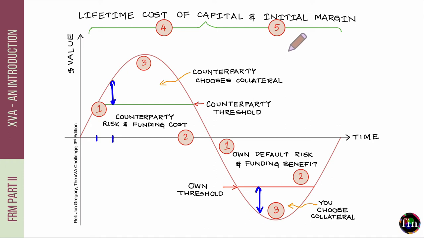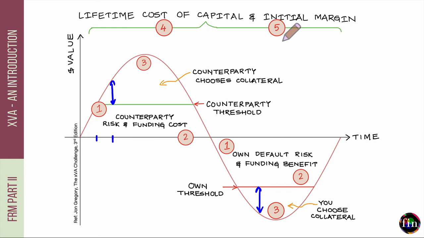Think of it as an extra, or over-collateralization, that is required to help you out if you have to unwind, replace, or rehedge trades that were done with a defaulted counterparty. During that period, when you are rehedging or replacing these trades, this extra buffer, this over-collateralization, helps you. The cost associated with this initial margin would go in heading number 5.